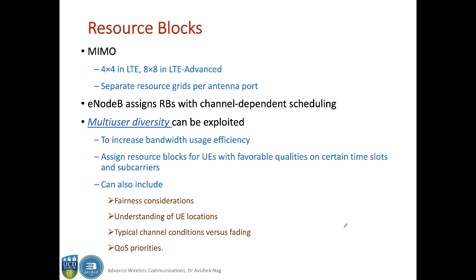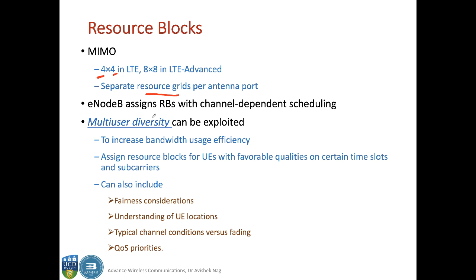So LTE uses MIMO. So you have either 4x4 or 8x8 for LTE Advanced. So in case of this MIMO, separate resource grids are used per antenna port. Okay, so the 4x4 means you have 4 antennas in the transmitter and 4 antennas in the receiver. Each of these antenna ports, they use these separate resource grids. Okay, so you have extended capacity.